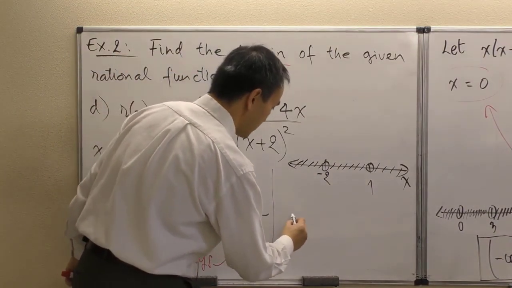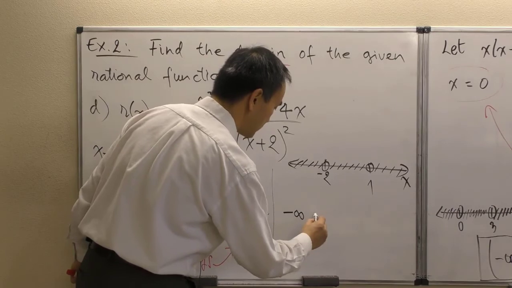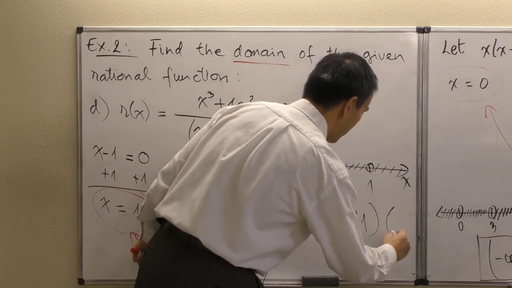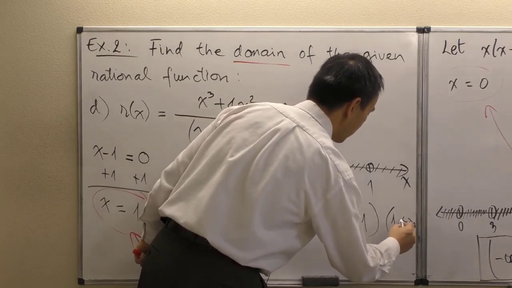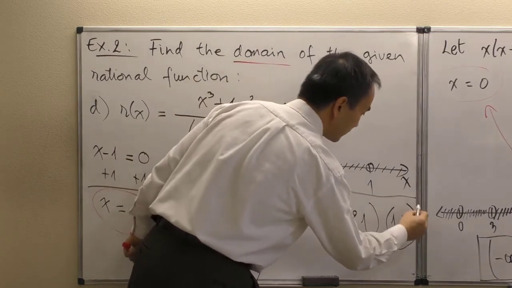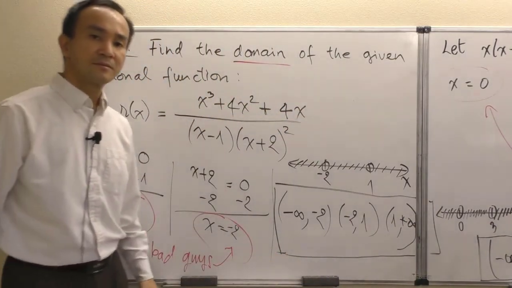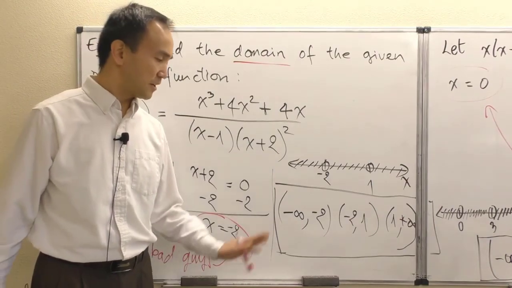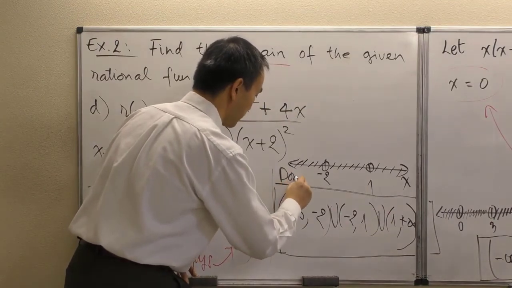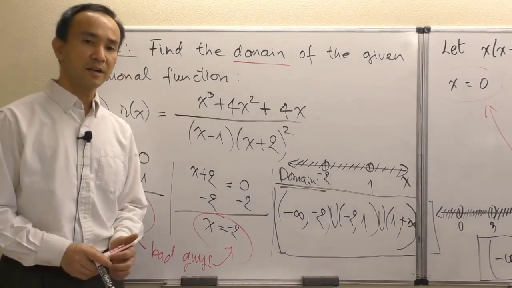So now, one interval is between minus infinity and minus 2. I have another one between minus 2 and 1. And I have another one between 1 and positive infinity. And we use the unions that connect them. So this is our final domain. I just now realized that I didn't leave much room for myself to write that word domain. Okay, so that's how we found the domain.